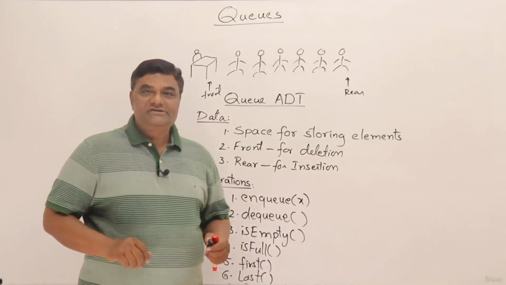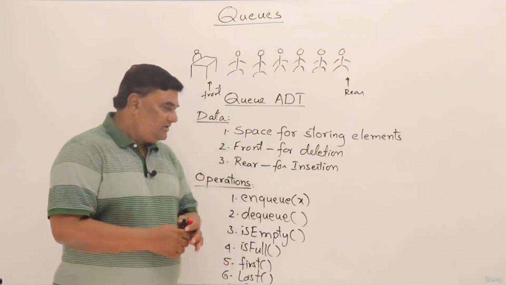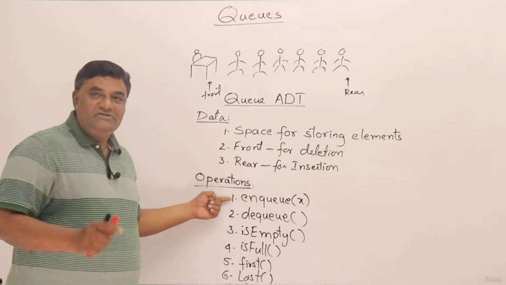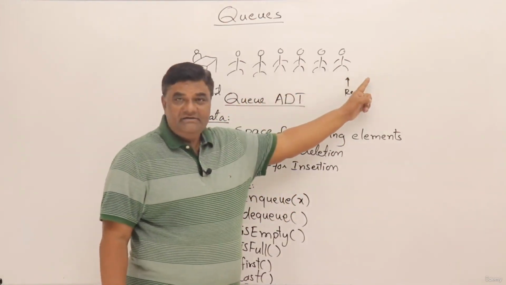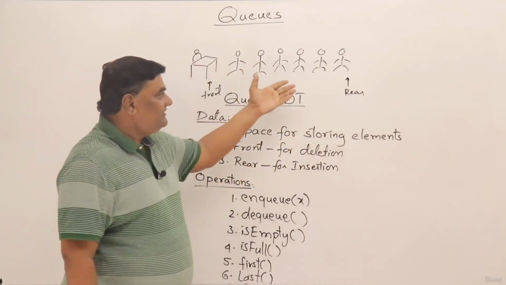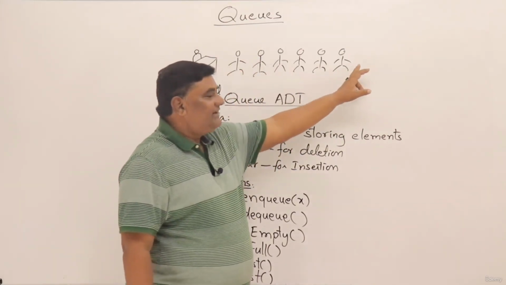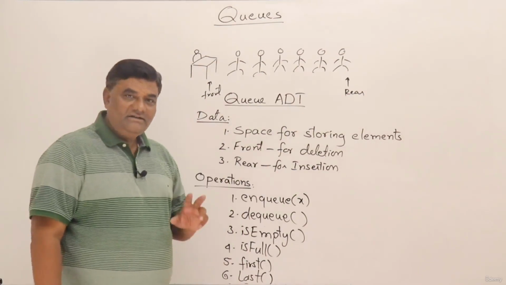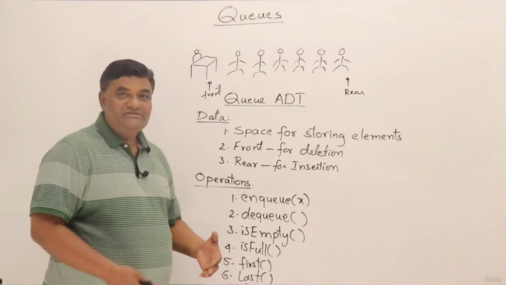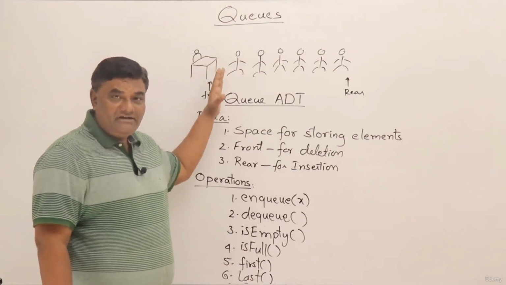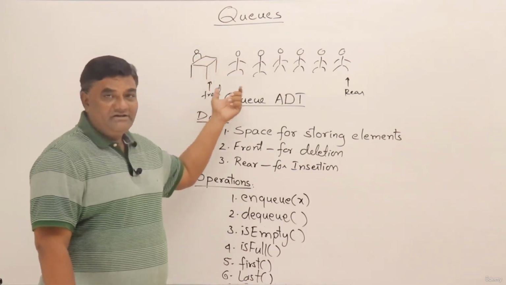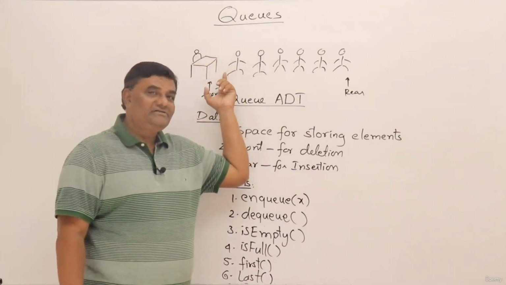Now let us look at the operations on a queue. First operation is enqueue. Enqueue means inserting an element in a queue. So insertion is done from the rear end. Like if a person wants to stand in a queue, then he has to come and stand here at the rear end. Then the second operation is dequeue. Dequeue means deleting an element. Deleting an element is done from the front end. Meaning if a person has to leave a queue, then he should go out from here once his work has finished.